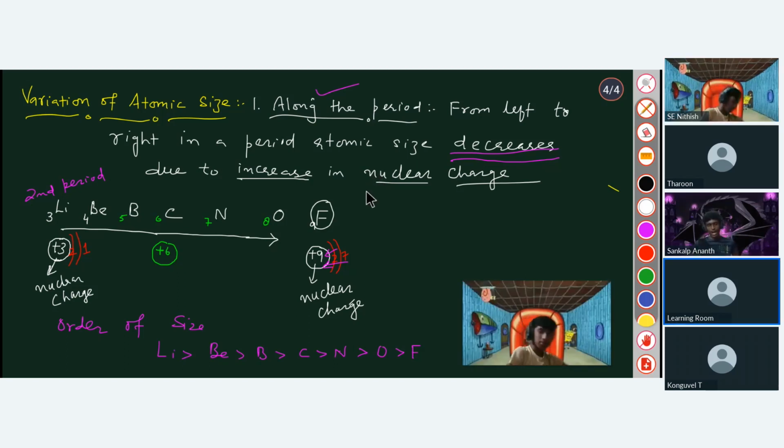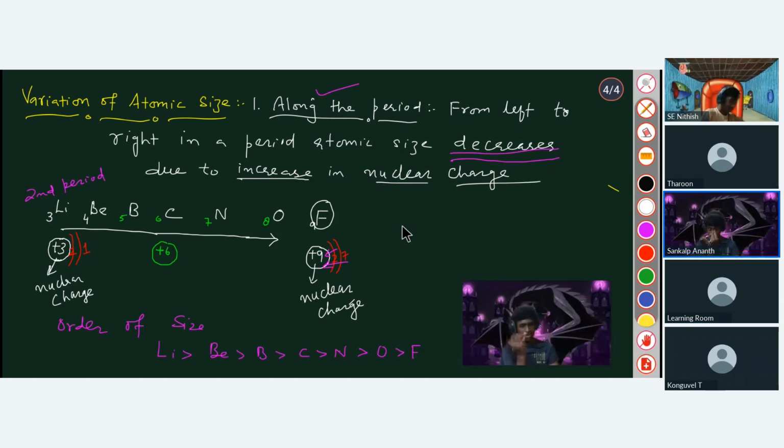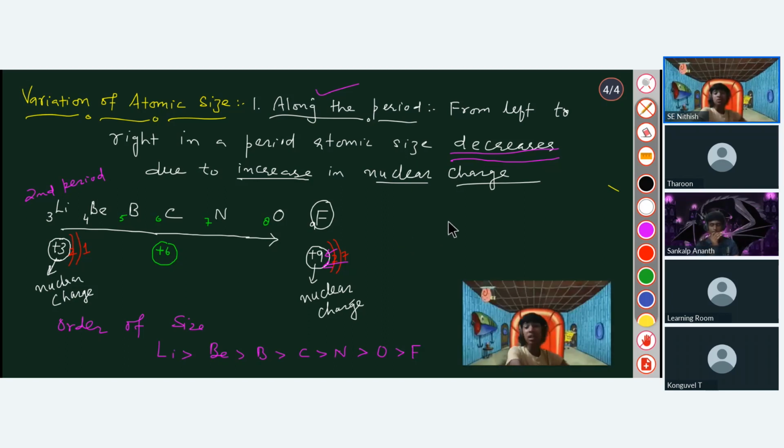Hydrogen has a smaller size than lithium. Then we will study that in the group. Hydrogen should have a bigger size than helium, right, sir? No, they both have the same electron in the valence shell, so they might have the same nuclear charge.